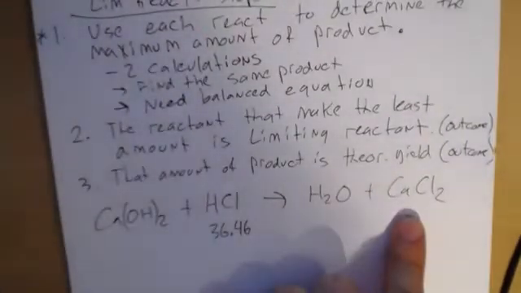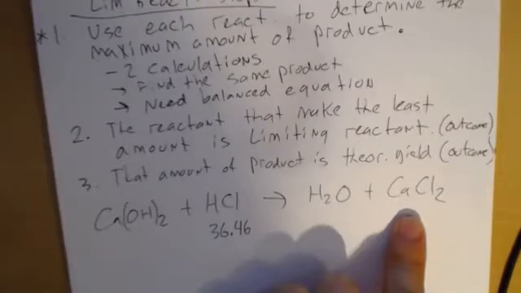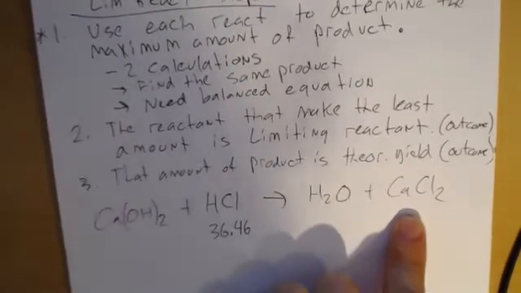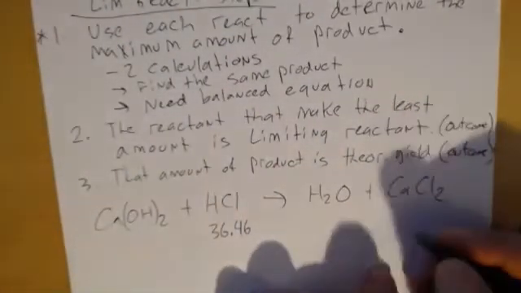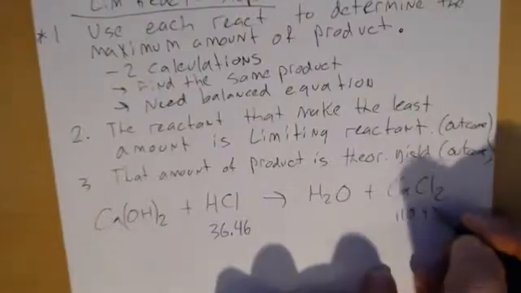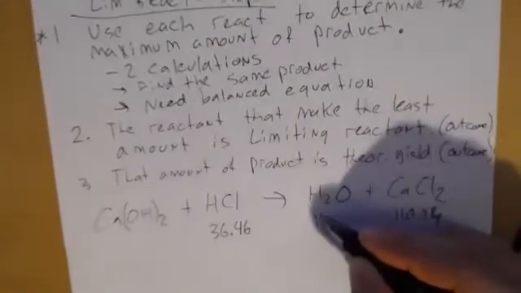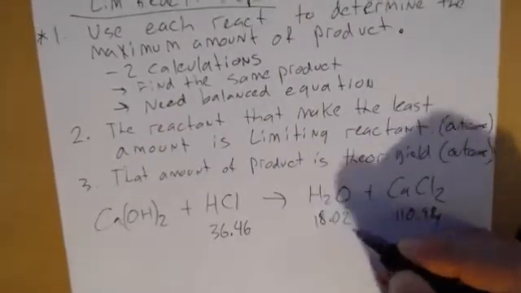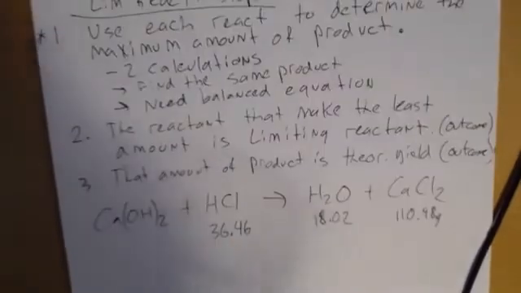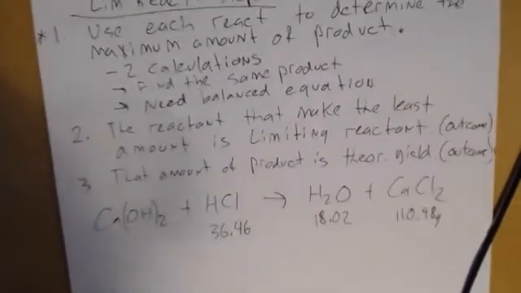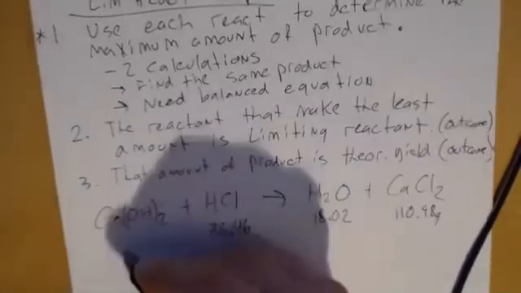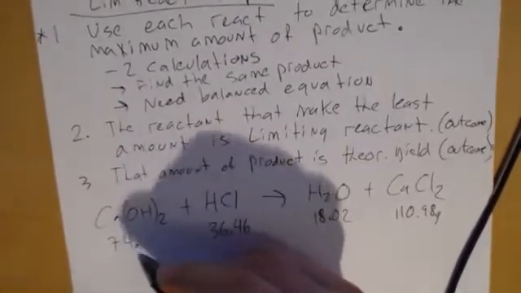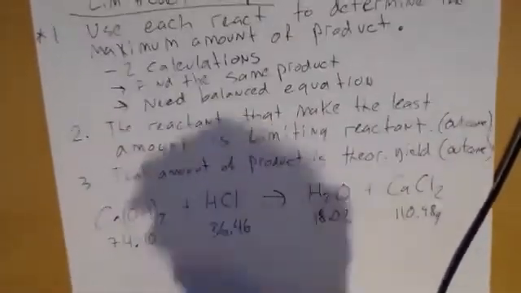I want to show that the molar mass of HCl is 36.46 grams, and calcium chloride is 110.98 grams. Water, of course, is 18.02. And then calcium hydroxide is 74.10. So you need the molar masses.